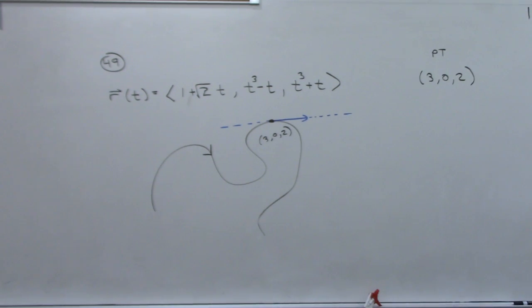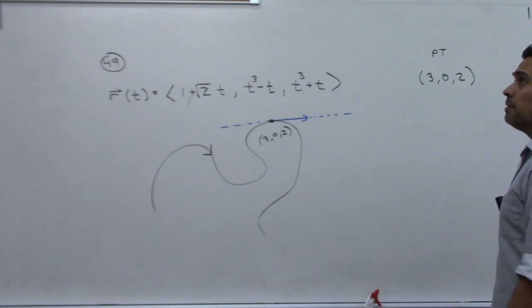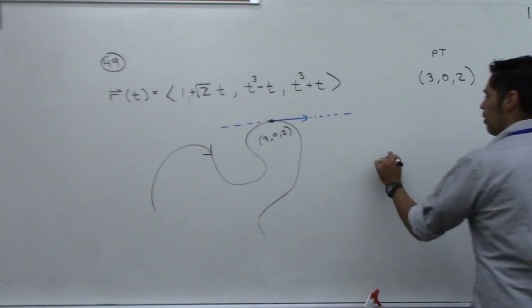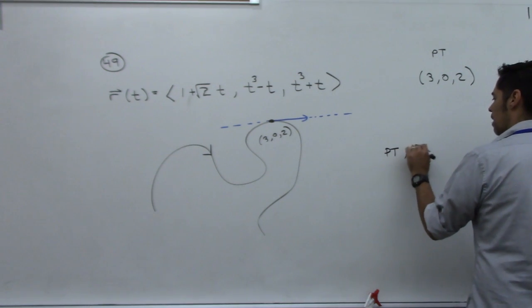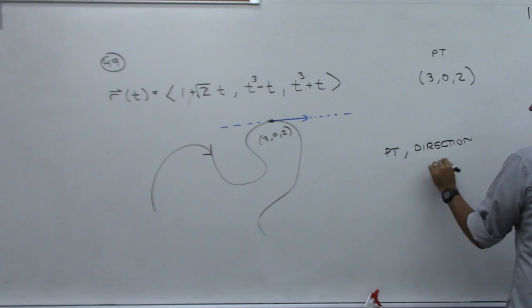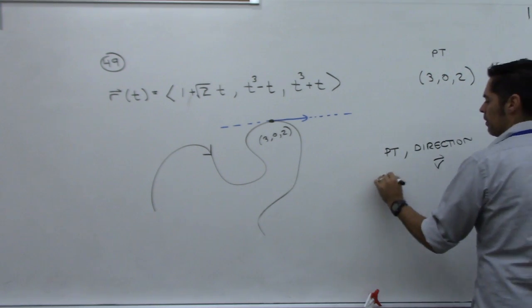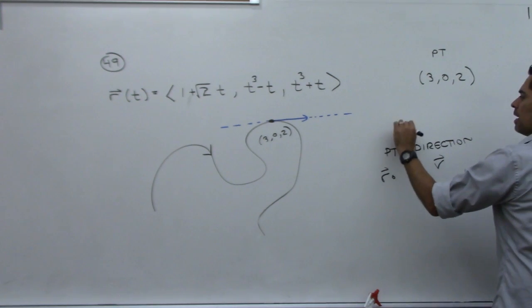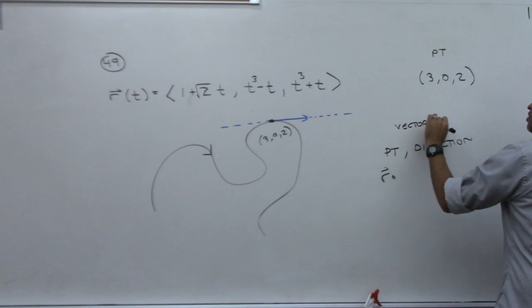So a couple of things. What do we need for a line? What do we need for the vector equation of a line? Well, we need a point and we need a direction. In fact, we always call that direction vector v. The point would give us the r naught. So that's what I need for the vector equation of a line.